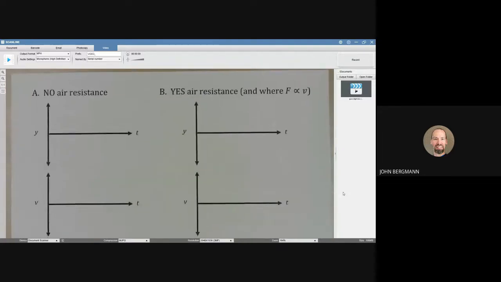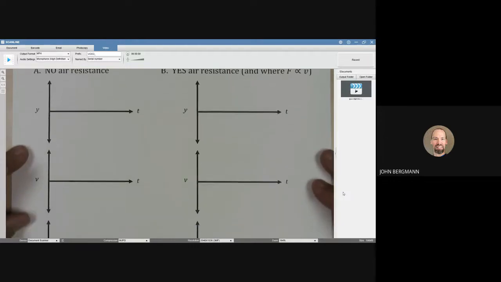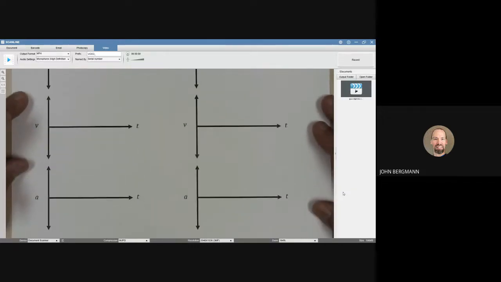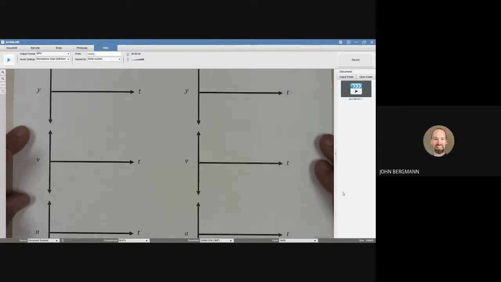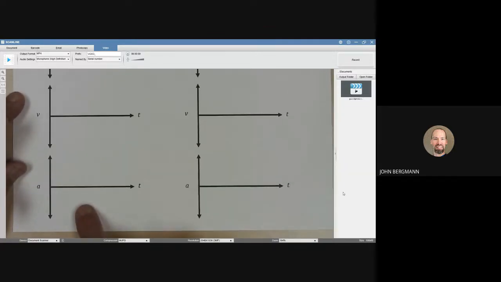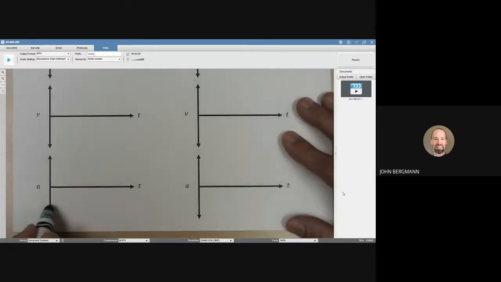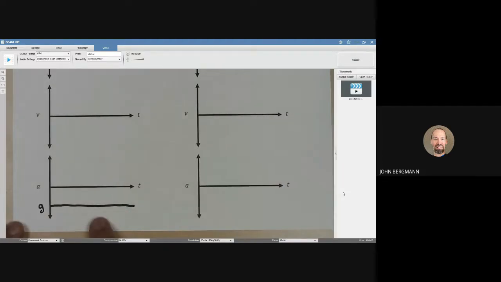What we have on the left is when there's no air resistance, and on the right when there is. When there is no air resistance, we don't have to do these in order necessarily; we can do them in whatever order we want. How about if there's no air resistance? This graph in the lower left with acceleration, won't there be that constant acceleration if there's no air resistance?